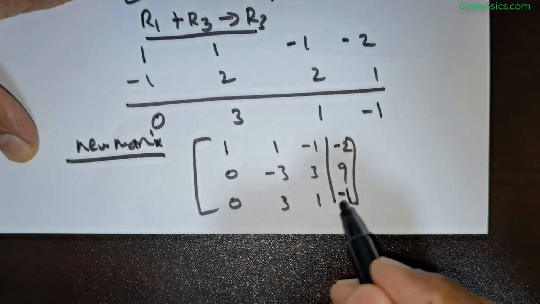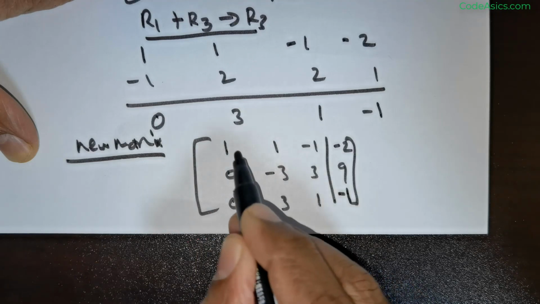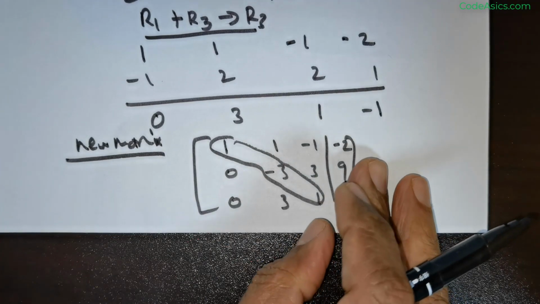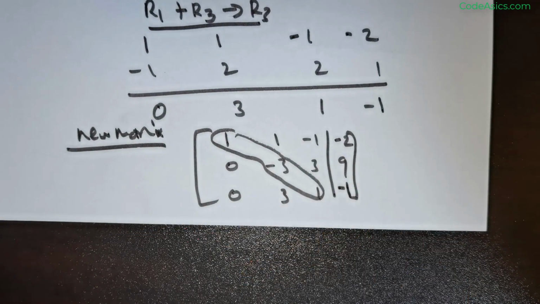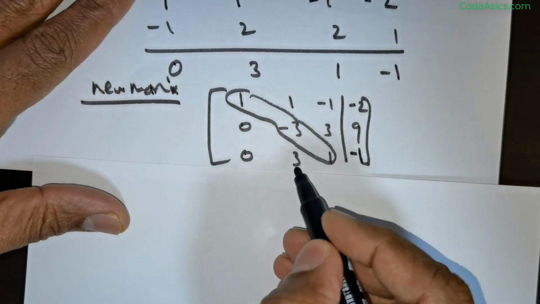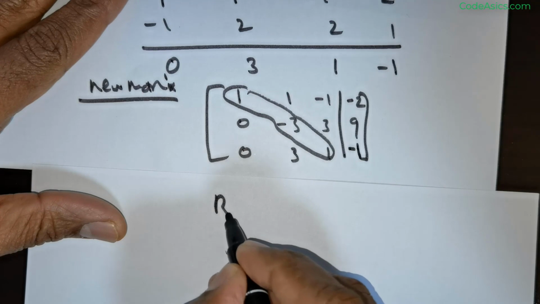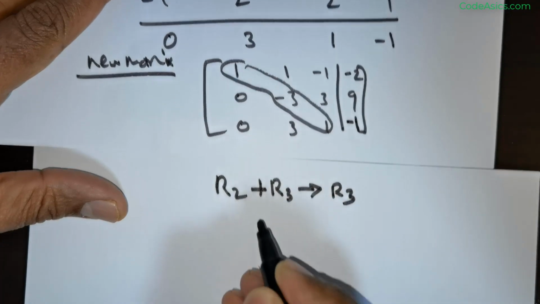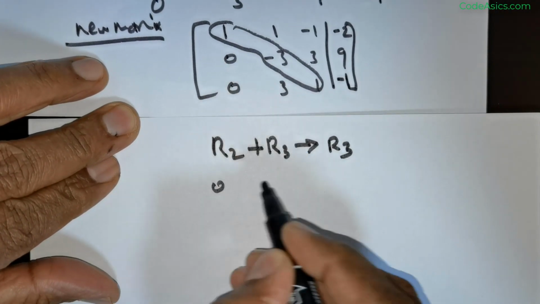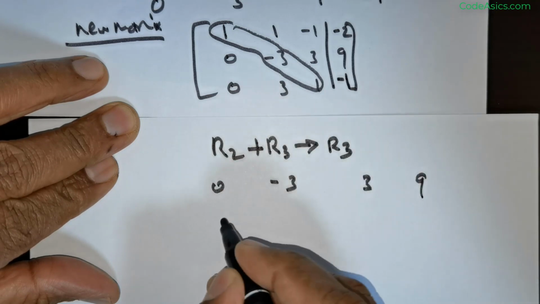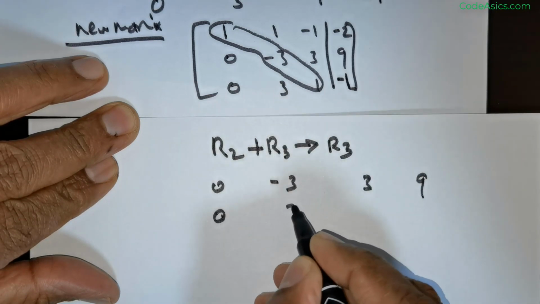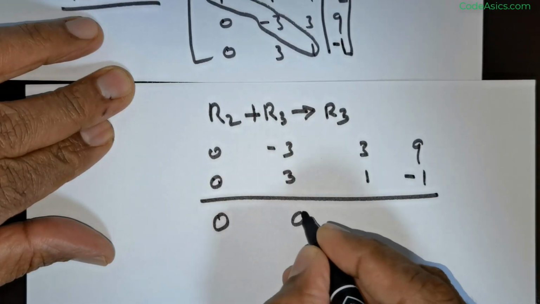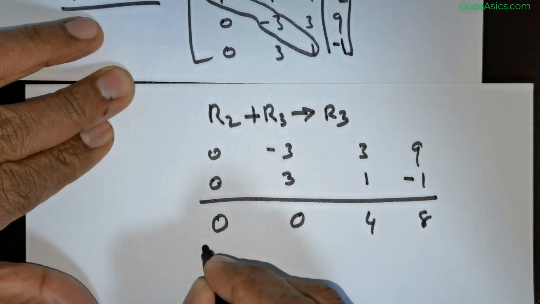So now the idea is to make every element below the main diagonal equal to 0. This is the main diagonal. Clearly, my idea is to make this one 0. For that I will utilize R2. To R2 I will add R3, and that is going to be my new R3. So write down R2. R2 is 0, negative 3, 3 and a 9, and my R3 is 0, 3, 1 and negative 1. You add them, you get a 0, 0, you get a 4, you get an 8.